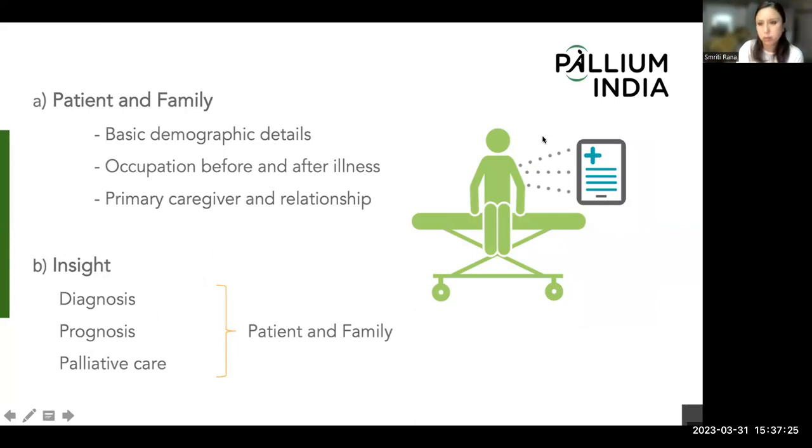you know, who's in the family, age, this, that, etc. And occupation before and after the illness. Why is it important to know the occupation before and after the illness? Why are we asking what is the occupation?